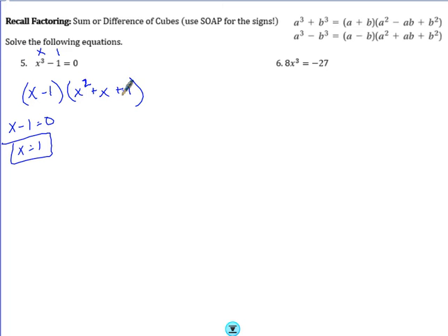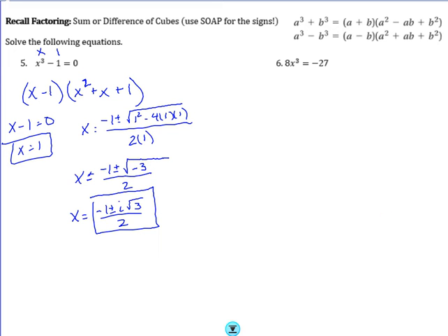For this part, since it can't be factored further, you have to use the quadratic formula. So x is going to be equal to -1 plus or minus the square root of 1 squared minus 4 times a times c, all over 2a, and then we need to solve that. Okay, and there are my other two solutions after I finish solving that quadratic.